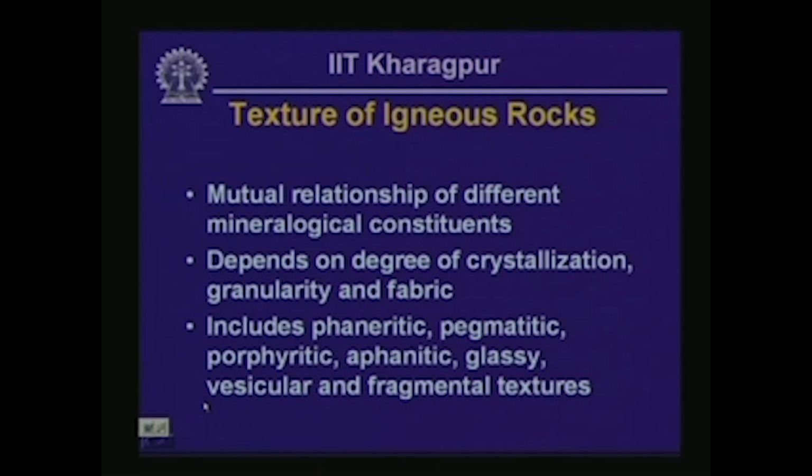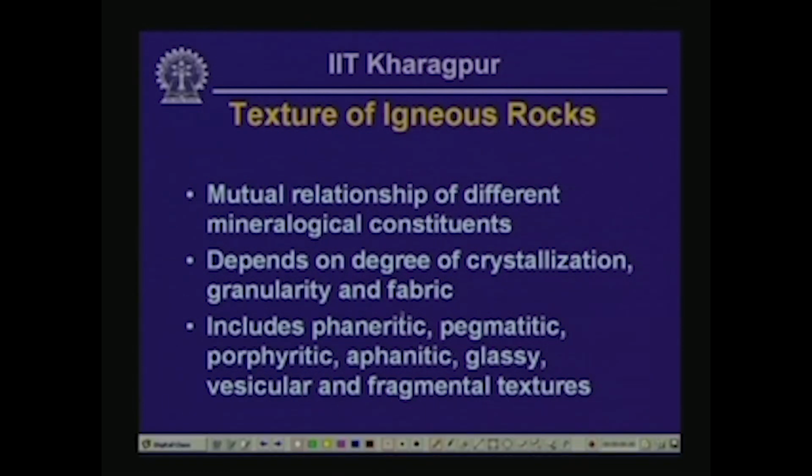Now we look at the texture of igneous rock, because igneous rocks can also be classified based on their textural characteristics. The first question that comes to mind is what is meant by texture, and texture really is the mutual relationship of different types of mineral constituents. What I mean by that is what proportion of the rock mass is composed of crystalline material, what is the granularity of the rock, and what is the distribution of these crystals within the rock mass, which is given the name fabric.